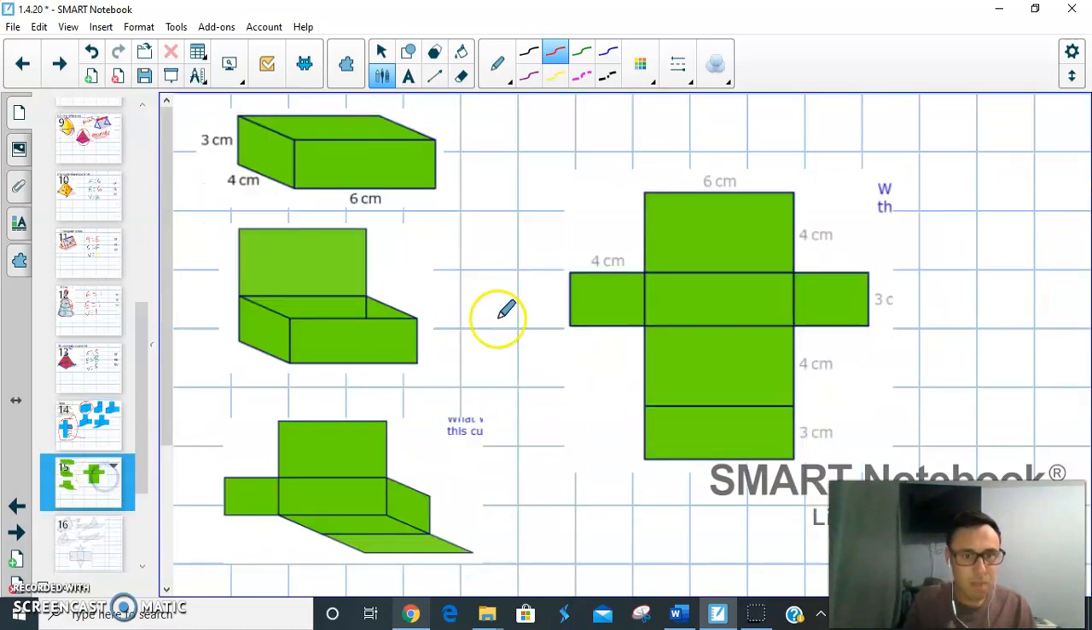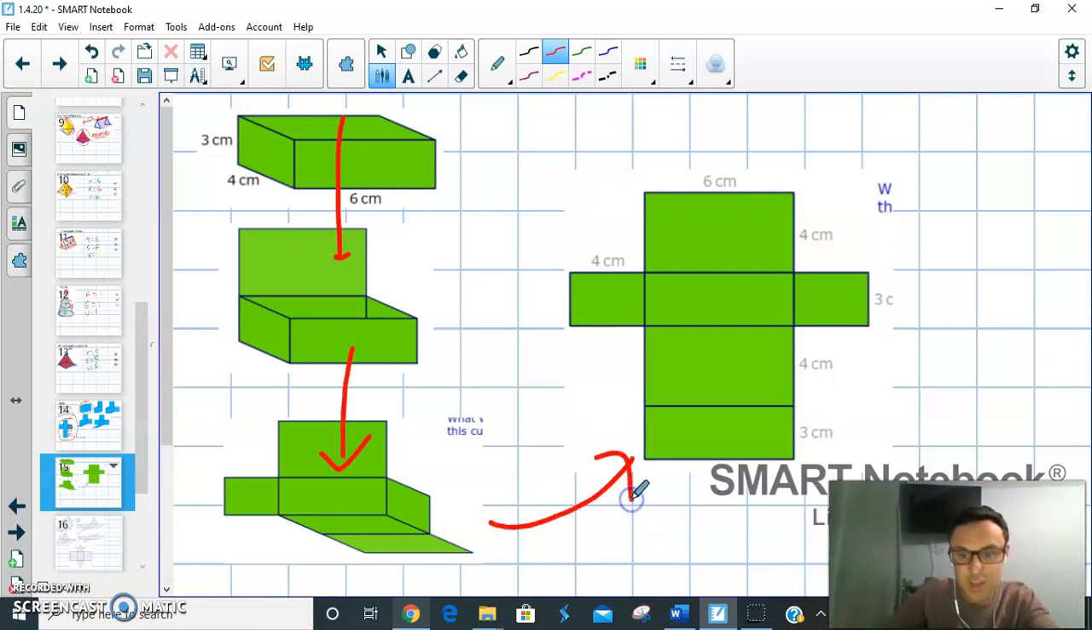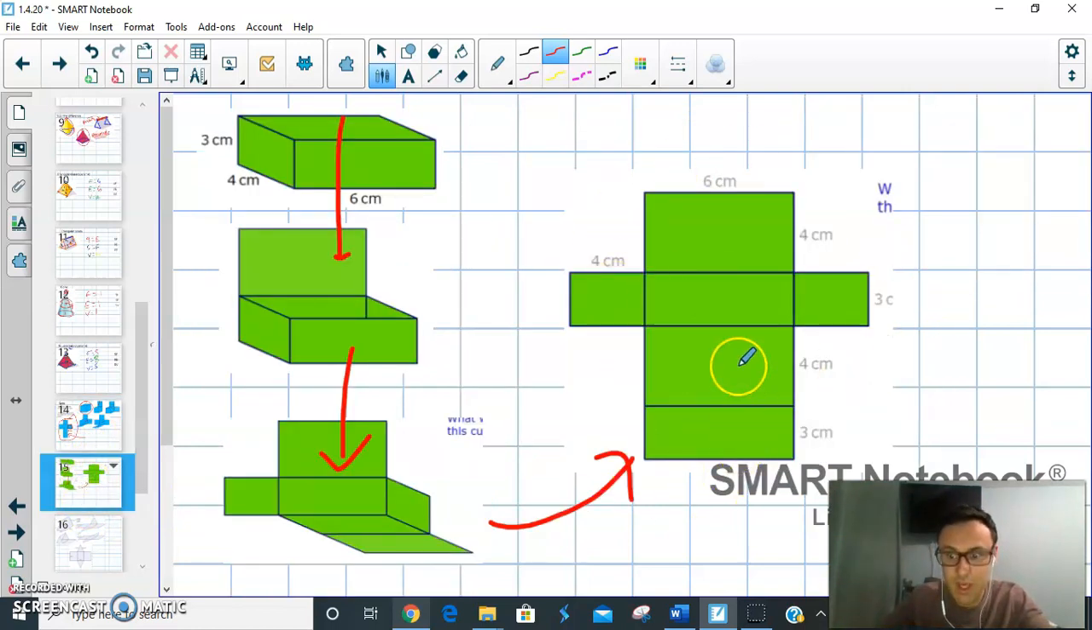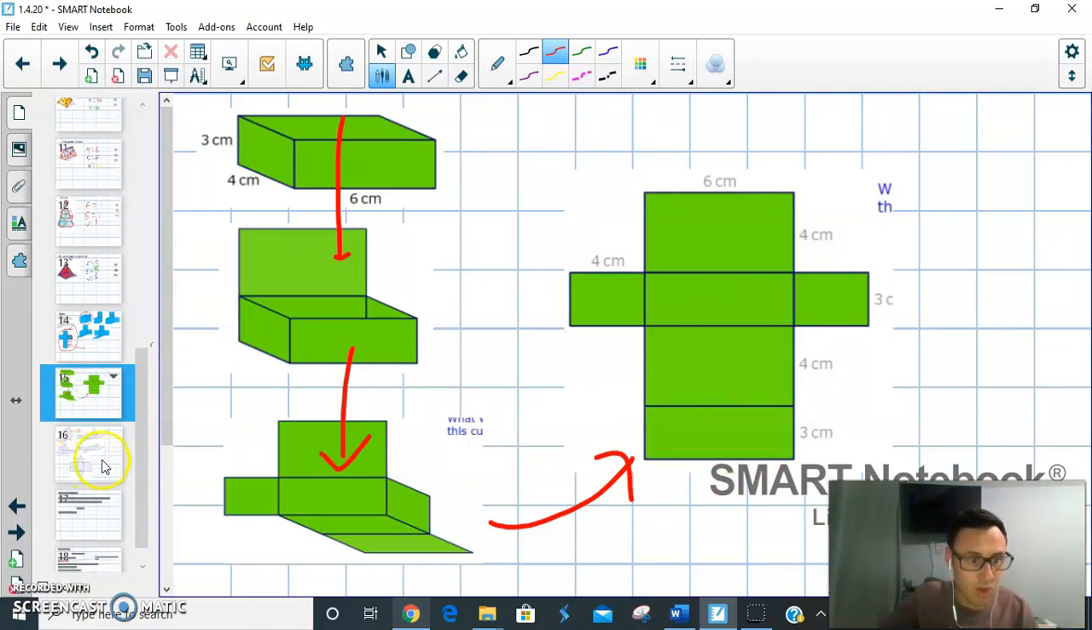Okay, now this is a cuboid. Again, if I unfold this, start to unfold it like this, that's what I end up getting, which looks a bit similar to this net, except obviously all the sides are different. But that's the net of a cuboid. They're not always like that.